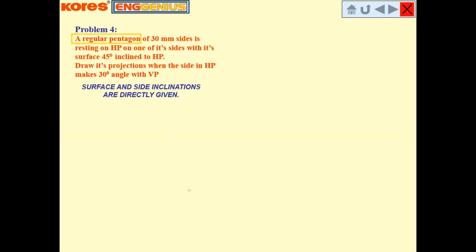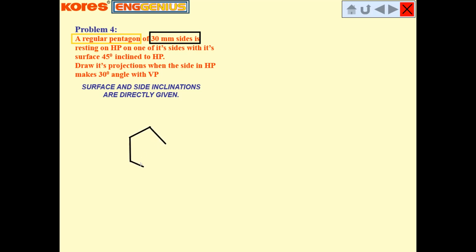This is very important to understand. We are taking a plane of pentagon, and the side of the pentagon is 30 mm. A rectangular pentagon of 30 mm side is resting on HP. So here, you are very much aware about how to draw a pentagon, right? You already studied the same thing in the first sheet, introduction sheet, practice sheet, right? You are aware about how to draw the pentagon. Pentagon means it is having 5 sides. Each side is having 30 mm.